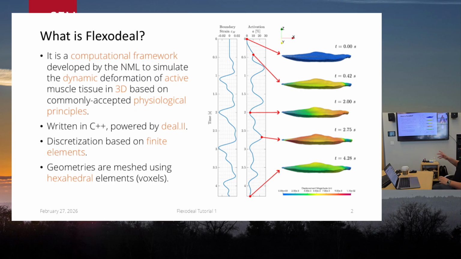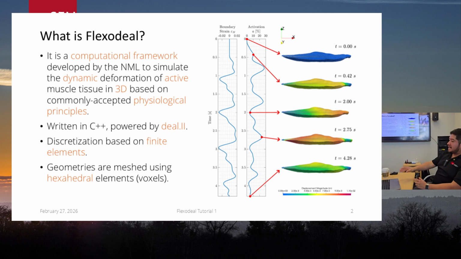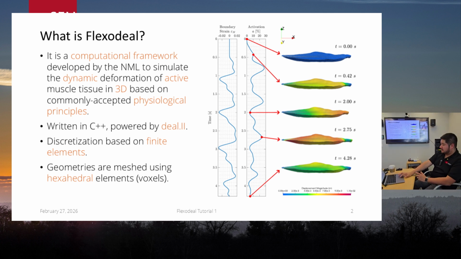So what is Flexodeal? Flexodeal, as you may or may not know, is a computational framework that has been developed here at the lab to simulate the dynamic deformation of active muscle tissue in 3 dimensions based on commonly accepted physiological principles. There are quite a few keywords here. First of all, computational framework. So we're going to be talking exclusively about in silico experiments.